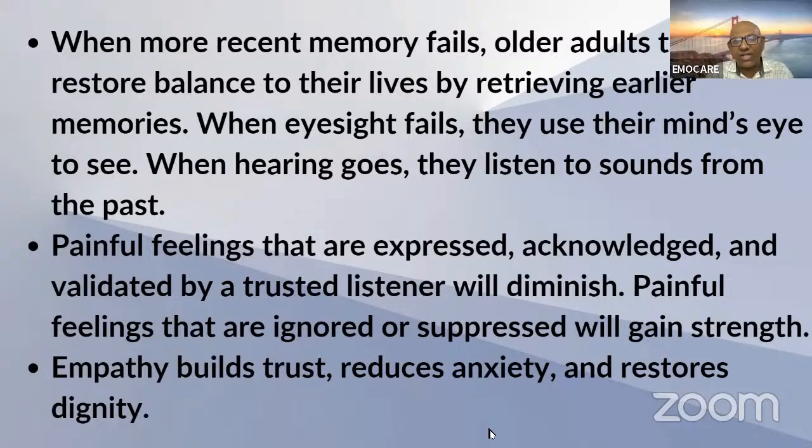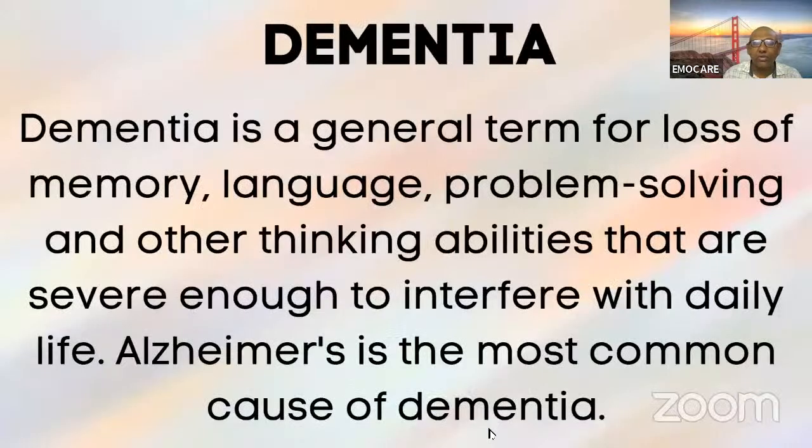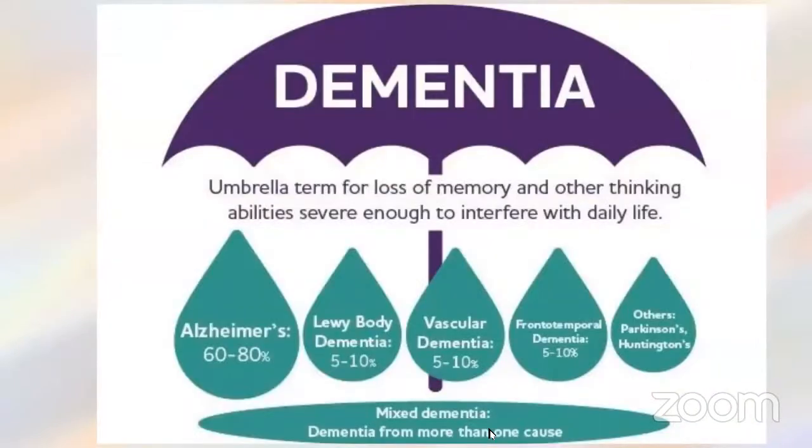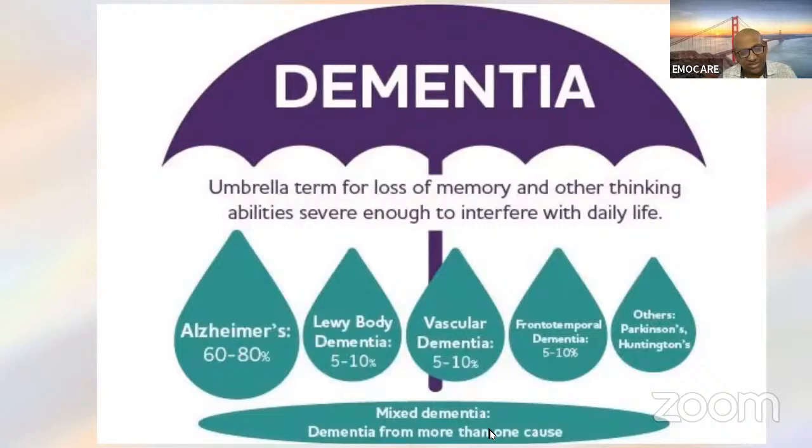So when recent memory fails, aged people, if they are not able to see things, they start seeing things visually. If they are not able to hear anything, they will start hearing things which happened in the past. So what they require is empathy, and we should try to connect with them. That will help them come to the present, and help them deal with the present much more effectively.